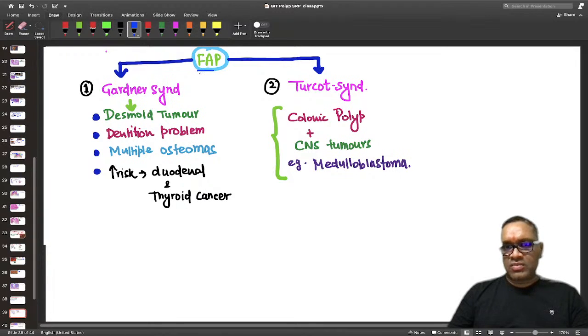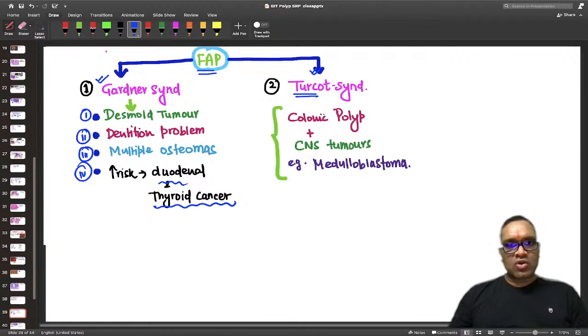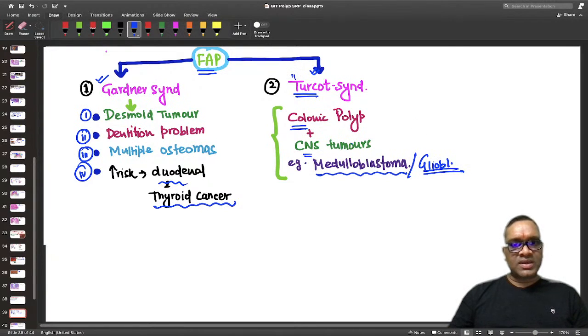See, familial adenomatous polyposis has association with Gardner syndrome and Turcot syndrome. Gardner syndrome will have desmoid tumor, skin tumor, then dentition problems, multiple osteomas, and increased risk for duodenal and thyroid cancer, right? Whereas Turcot syndrome will have colonic polyps and CNS tumor. The CNS tumor can be medulloblastoma and it can be glioblastoma also, right? So now understood, Turcot syndrome will have CNS tumor plus polyps. Gardner syndrome will have desmoid tumor, dentition problems, multiple osteomas, and risk for duodenal and thyroid cancer.